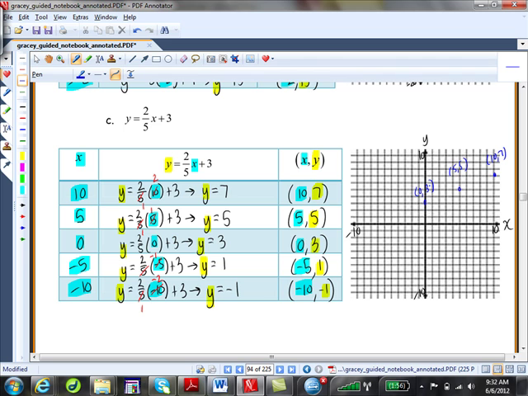And that's our y-intercept, you'll be learning, because it intersects the y-axis. And then 5 to the left, 1, 2, 3, 4, 5, and 1 up. And then negative 10, negative 1 will be here.